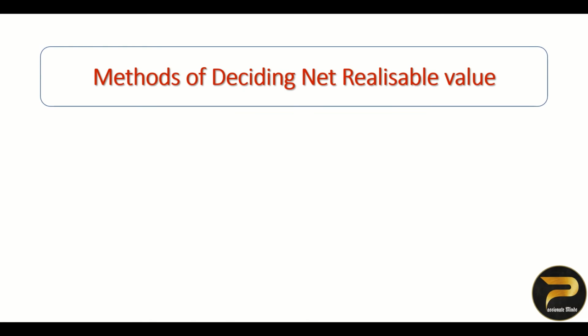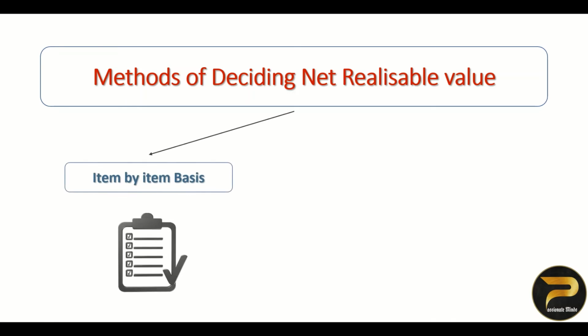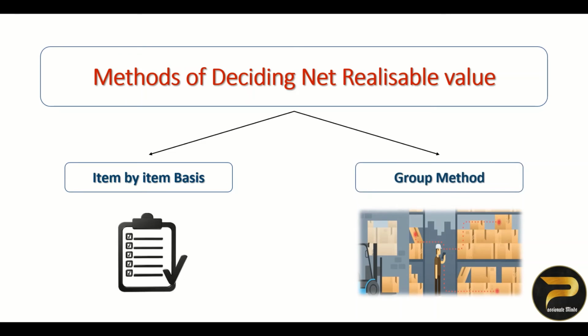What are the methods of deciding the net realizable value of inventories? The first one is item by item basis. Item by item basis prescribes that in an organization, each and every inventory must be considered unique and the measurement rule applies for each and every one of them. But however, according to the group method, here the measurement rule applies not to each and every inventory but as a whole.